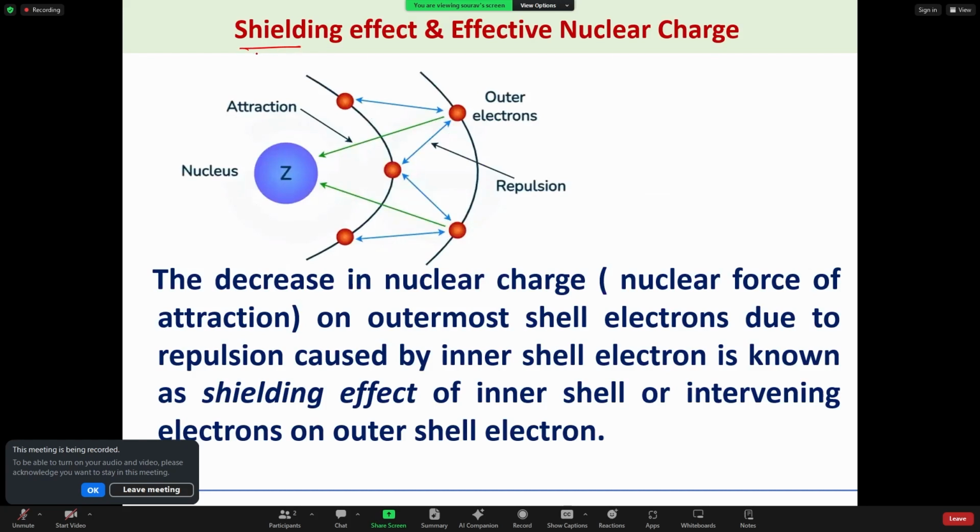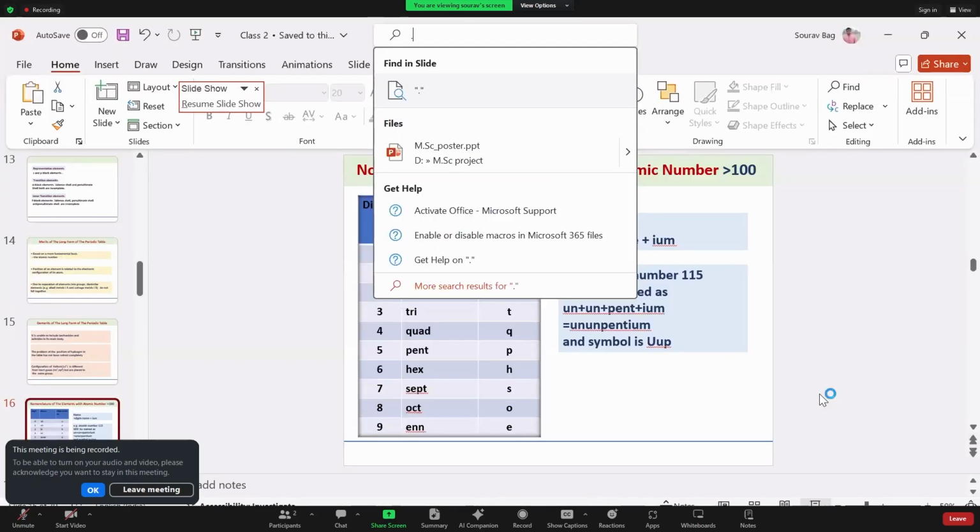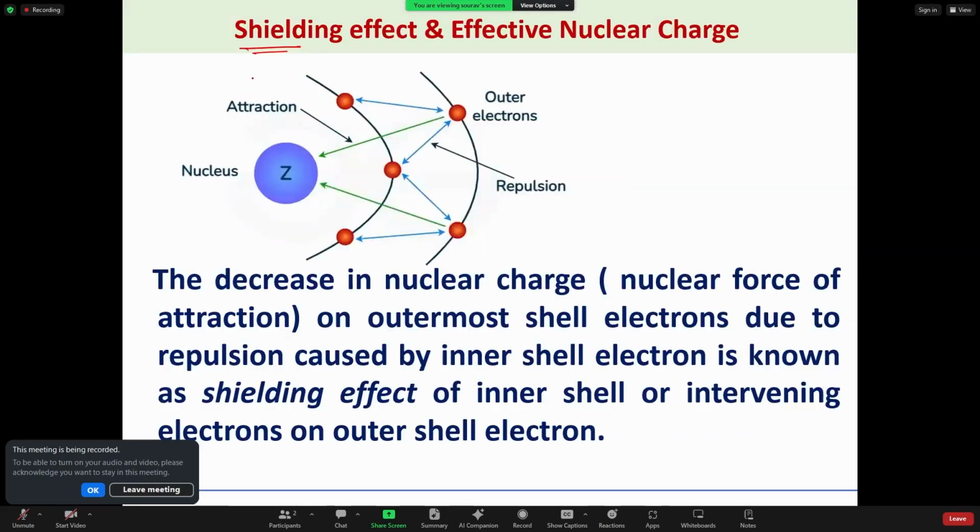What is the shielding effect? Somewhere it is known as the screening effect. Both are the same term, but what is it actually? That we have to know. So when we think about shielding and screening, that means there is a screen.